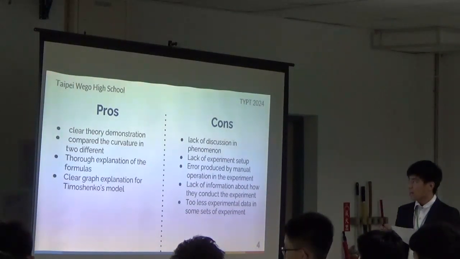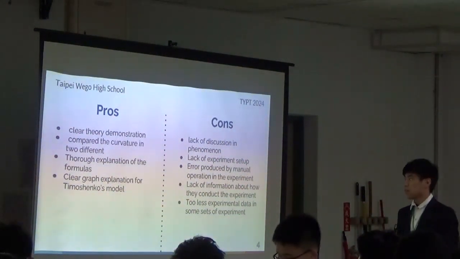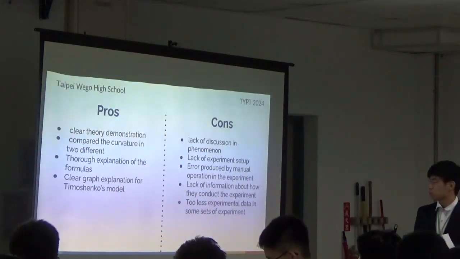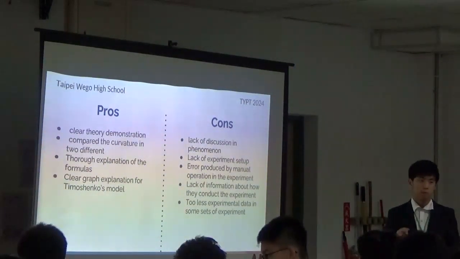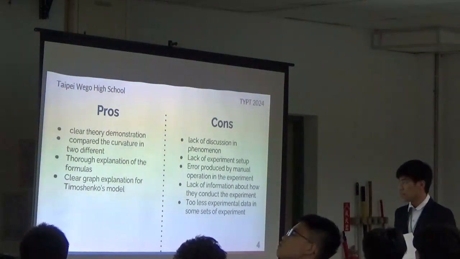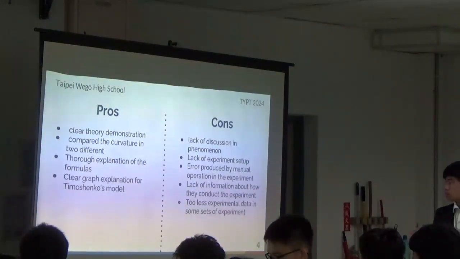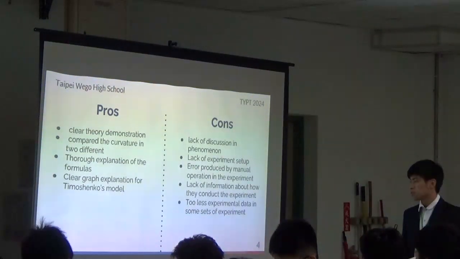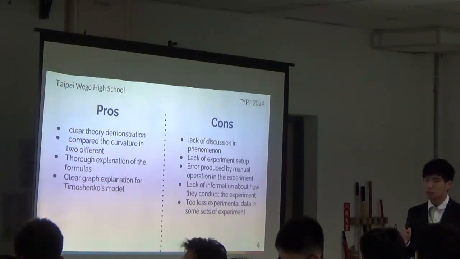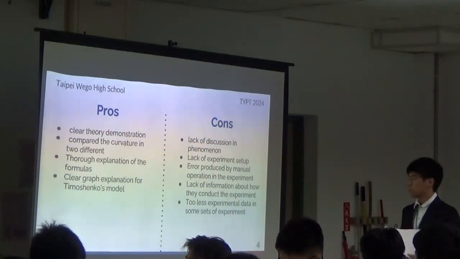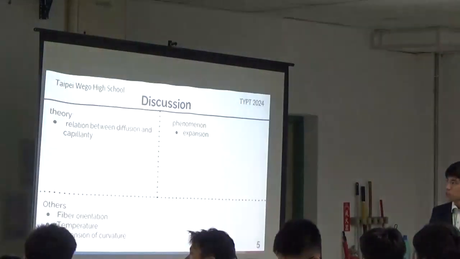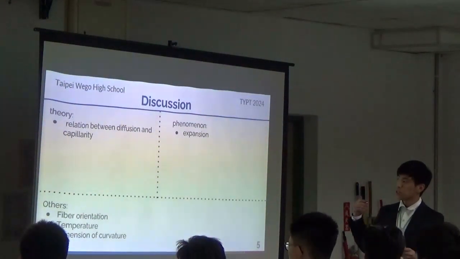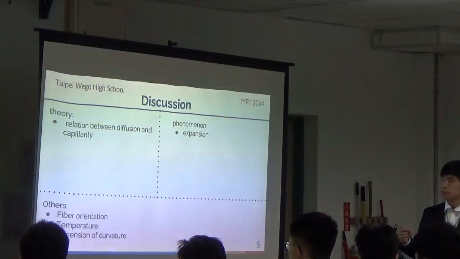And for the cons, they lack discussion of the phenomenon, and also they lack experiment setups. And there are errors produced by manual operation in the experiment, since they placed the tracing paper by hand. And also they lack information about how they conducted the experiments. And there is too little experimental data in some sets of experiments, and we consider it not complete.